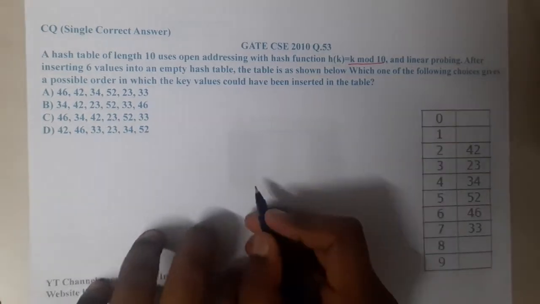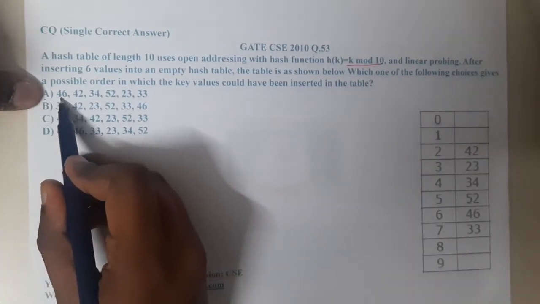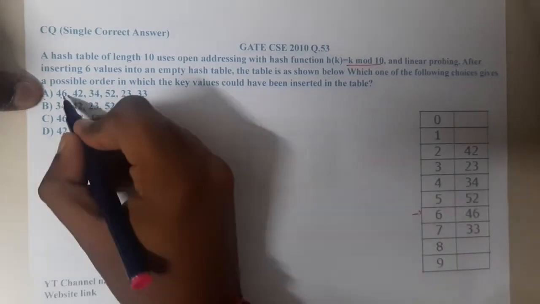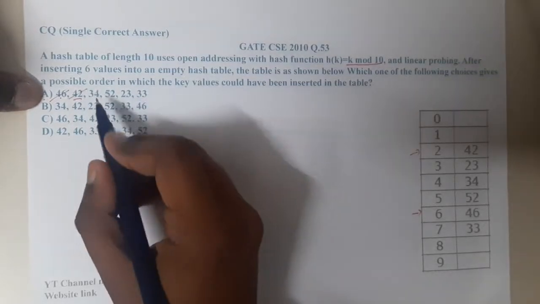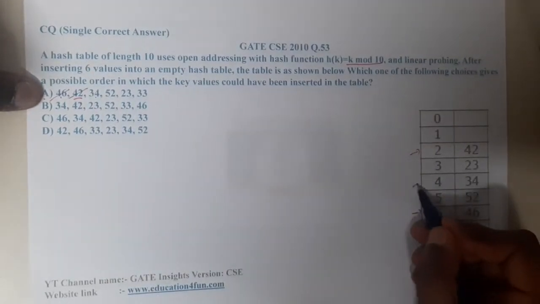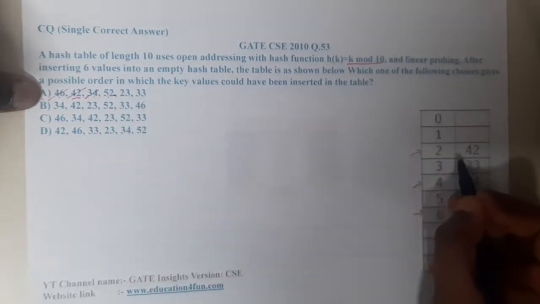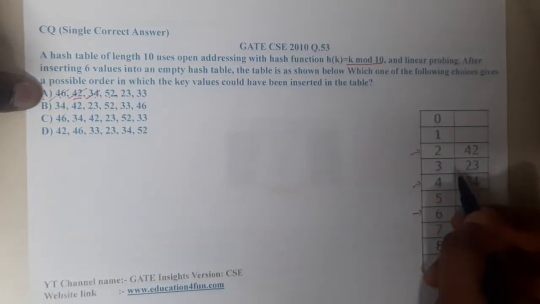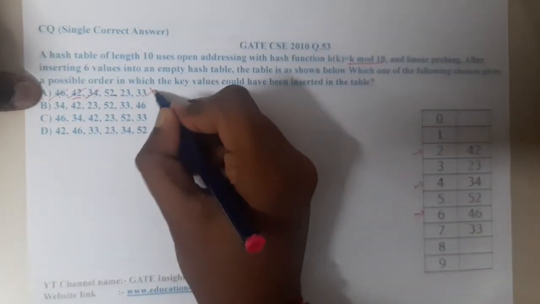Option A. If I insert 46 first, it will take its own slot. That's correct. If I do 42, it will take its own slot. That's correct. If I do 34, it will take its own slot. That's correct. If I do 52, it will clash with this, right? It should get placed at this location, so how come it comes till here? So this option is wrong, guys.